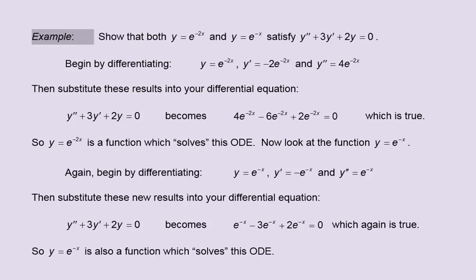Example. Show that both y equals e to the minus 2x and y equals e to the minus x satisfy y double prime plus 3y prime plus 2y equals 0.